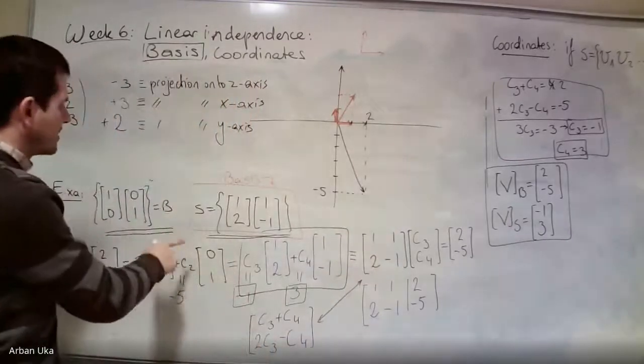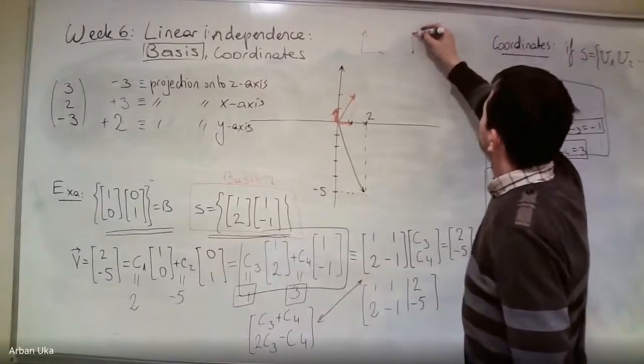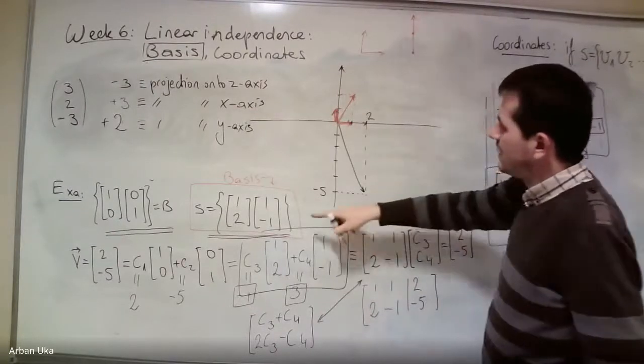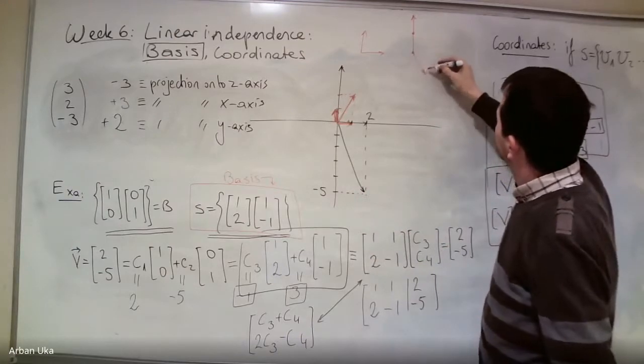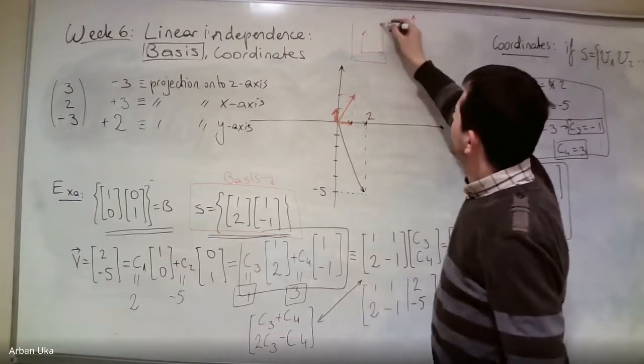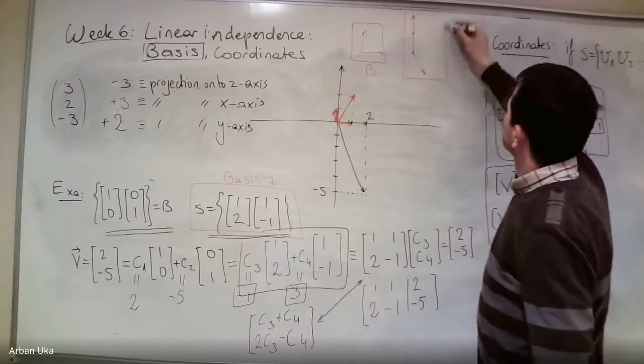What is the second basis? The second basis is 1, 2, which is a vector which is 1, 2. So it's this. And the other component is 1, minus 1. So we move this much, okay. So this is the basis B, okay? And this is the basis S.